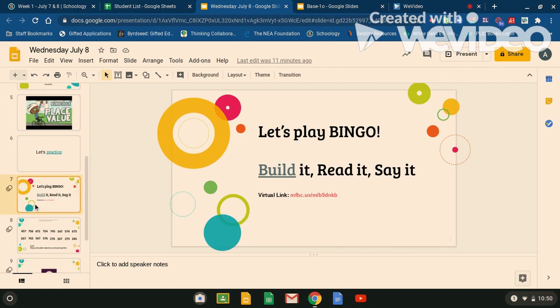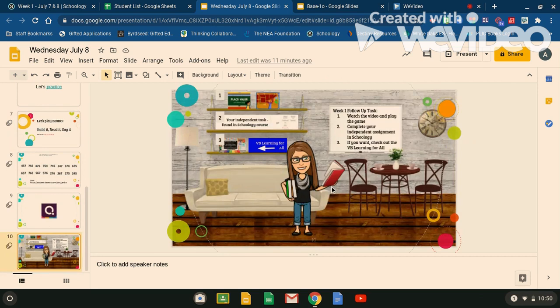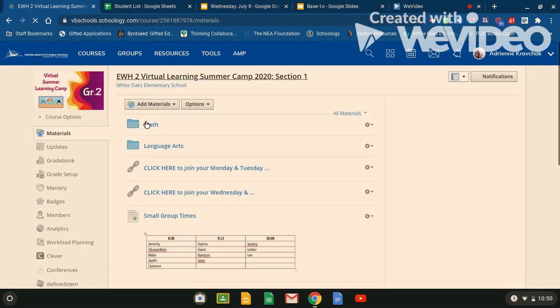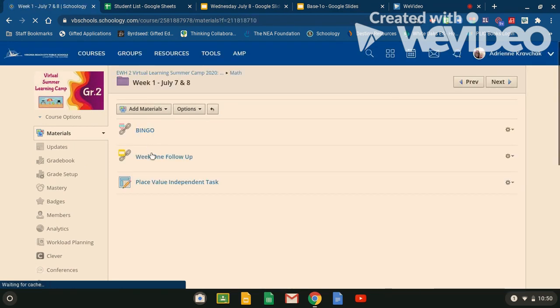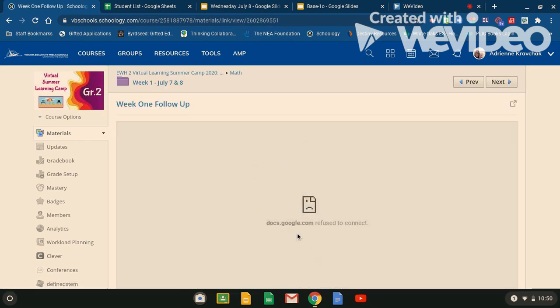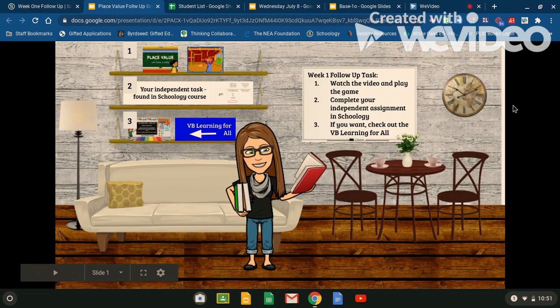After we did some practice, we played bingo, and unfortunately we can't play that together. But then I showed the students their independent task in our Learning for All website. In your Schoology course, you have a math folder with week 1. In week 1, you have your week 1 follow-up. If this ever happens where it doesn't open right here, remember you have this button right here, the square with an arrow. If you click this, it will open in a new window for you.